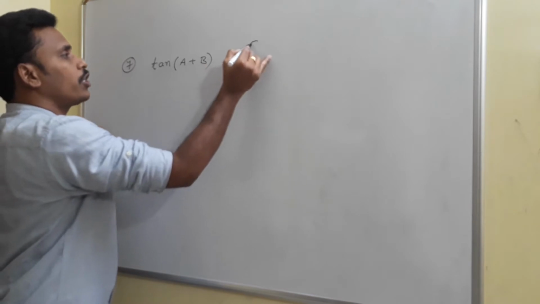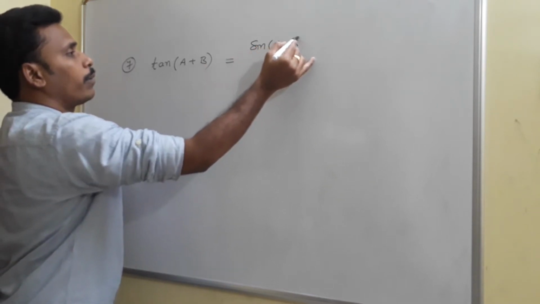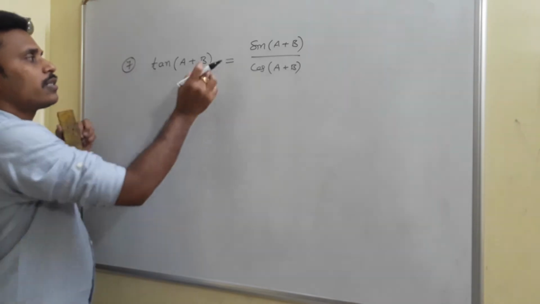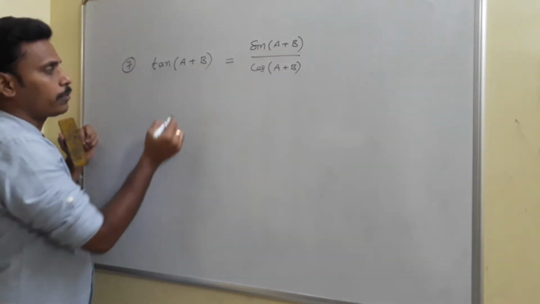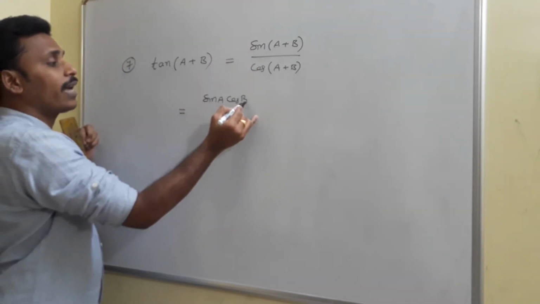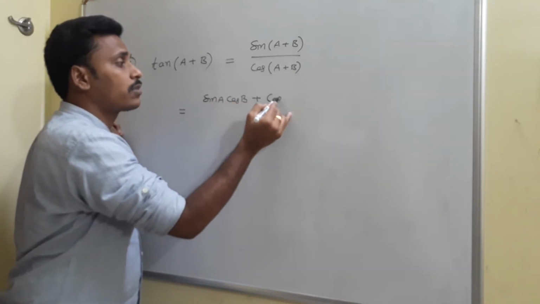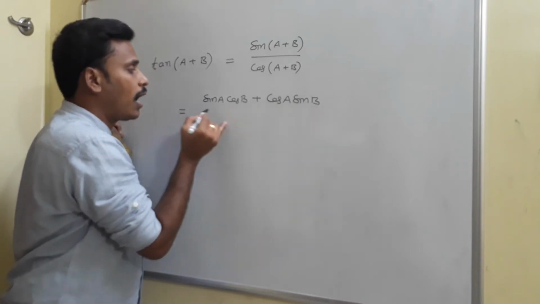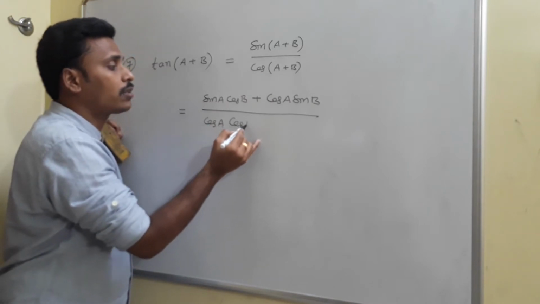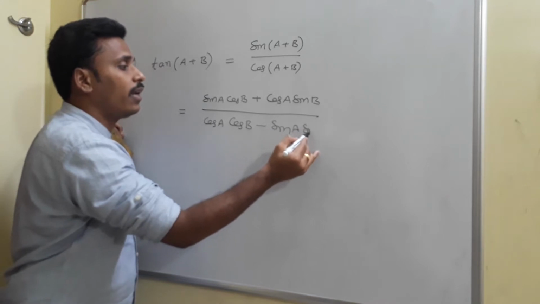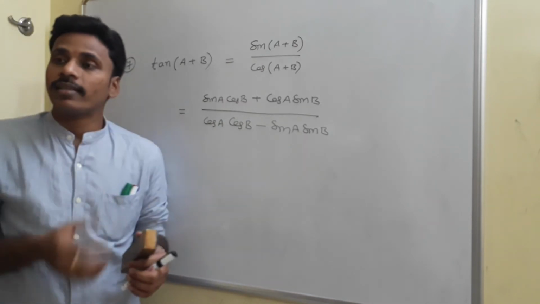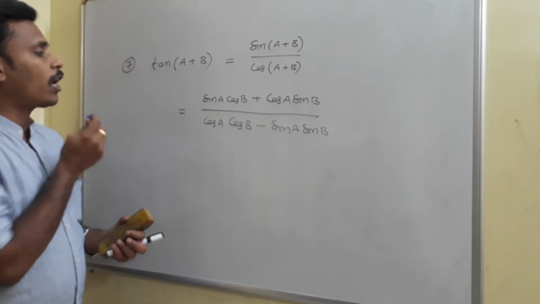So tan of A plus B is nothing but sin of A plus B divided by cos of A plus B. Sin of A plus B is sin A cos B plus cos A sin B, and cos of A plus B can be written as cos A cos B minus sin A sin B. Already we have these two formulas with us, and by dividing sin of A plus B with cos of A plus B, we have the tan of A plus B like this.